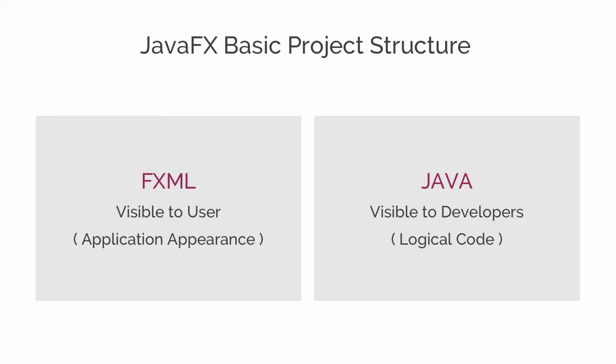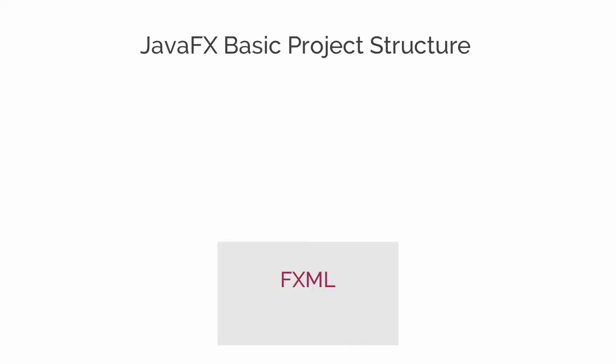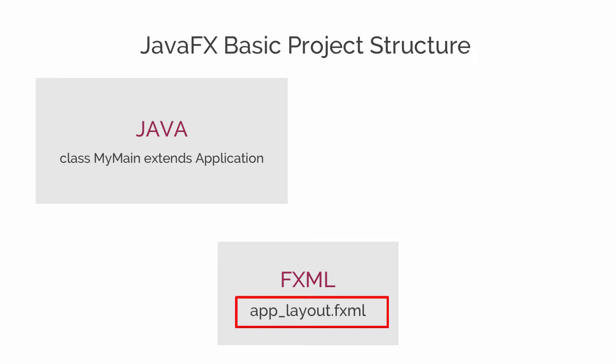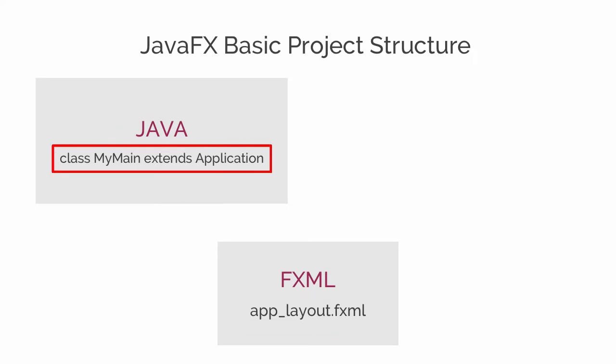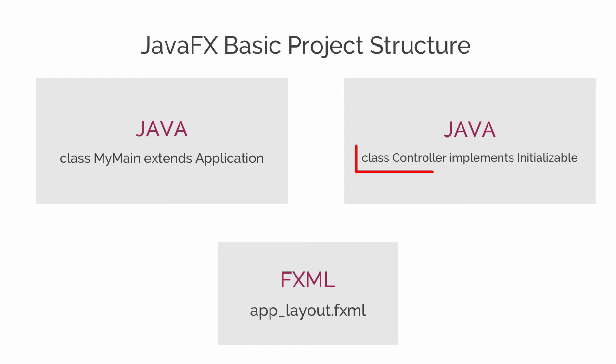Now in this topic, along with the previous topic, we learned a few extra things. We have the FXML file, which in our case was application layout.fxml, and we had the Java file, that is MyMain, that extends from the Application class. And in this topic we also saw that we can create another Java file of the class Controller that implements the Initializable interface.